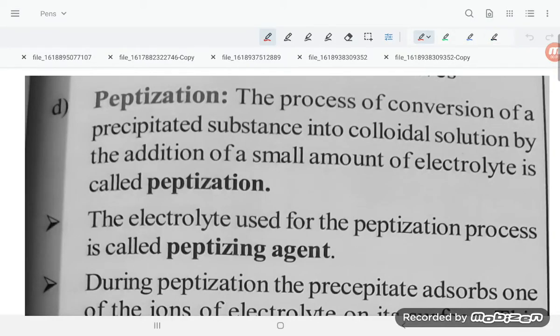Hello students, let us try to understand peptization. We are going to understand what peptization is and how, with the help of peptization, you are going to prepare the lyophobic colloid.